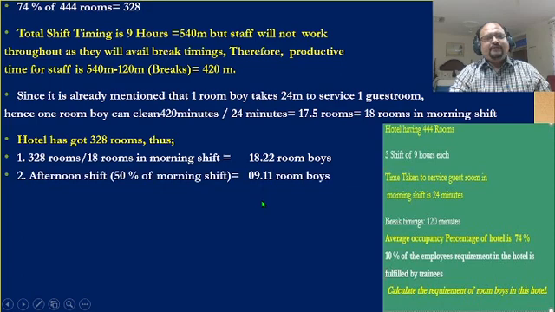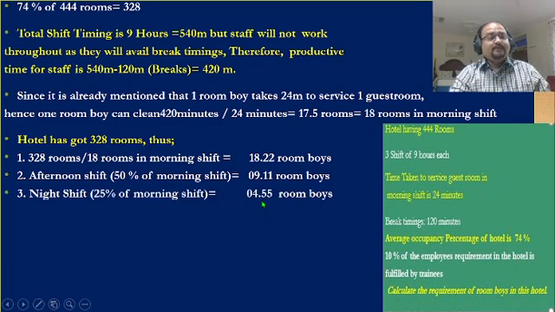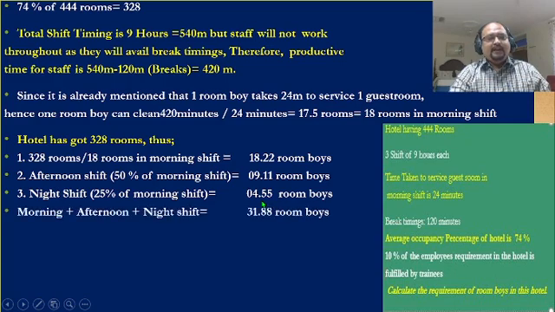In the afternoon shift, on the basis of 50% assumption, 9.11 room boys, and night shift 4.55 room boys, and therefore the total room boys required for this particular hotel as of now, which is based on 74% of the total number of rooms, will be 31.88 room boys. But as all of you know by now, we need to calculate the reliever.